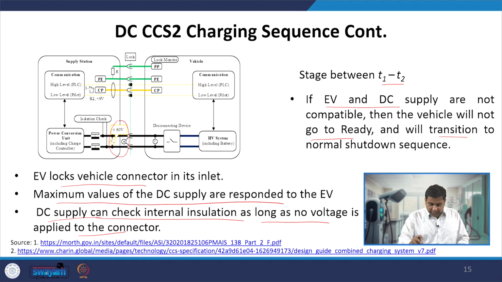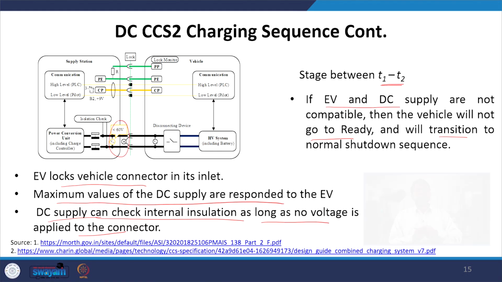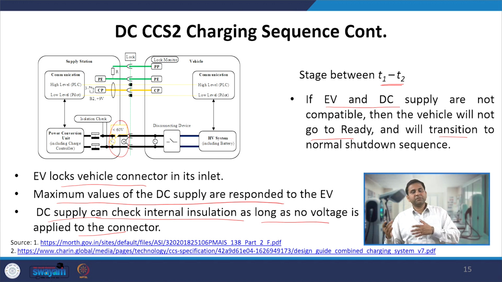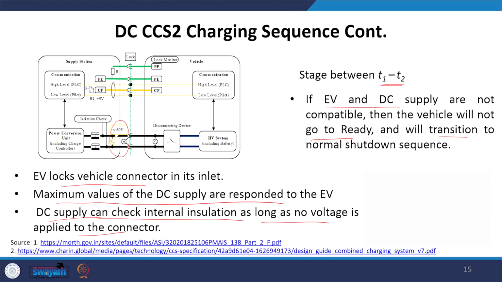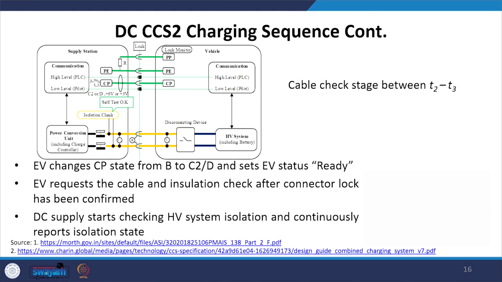So, now it reaches the state where the vehicle locks the vehicle connector, and the maximum value of voltage which is being sent by the vehicle is responded to by the DC supply, or you can say the DC EVSE, that this much is the maximum voltage. Then the DC supply has to do the internal insulation check before the voltages are applied at the DC plus and DC minus line. Then the cable check stage takes place.